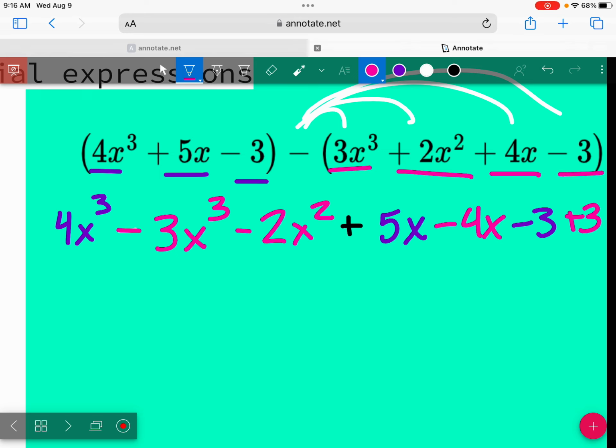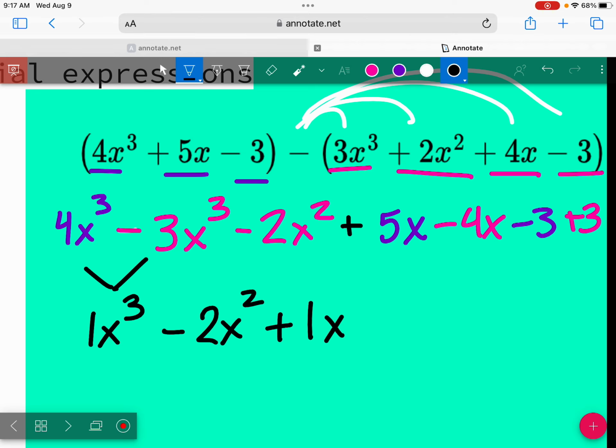So the sign is the only thing different. And now it's exactly the same thing. Combine our like terms. 4x cubed minus 3x cubed, 1x cubed. Our minus 2x squared just comes on down. We got 5x minus 4x plus 1x. Minus 3 plus 3 plus 0, which you can write down, but you don't have to.